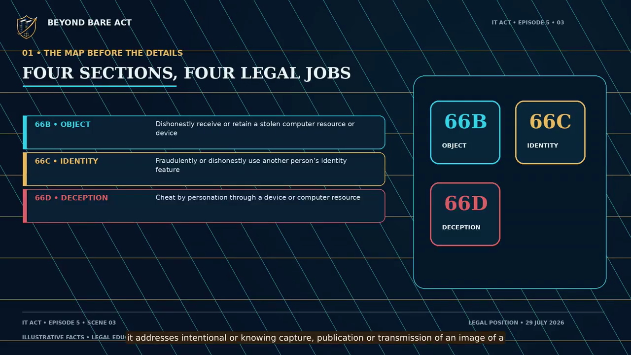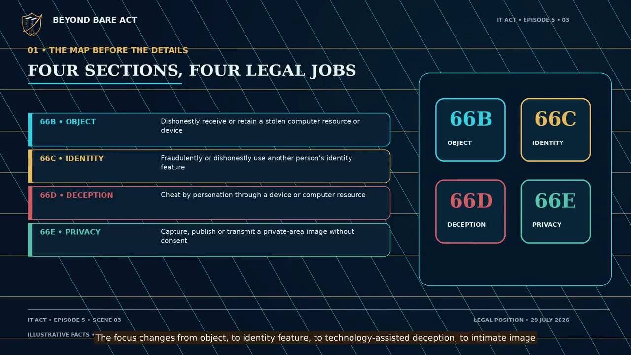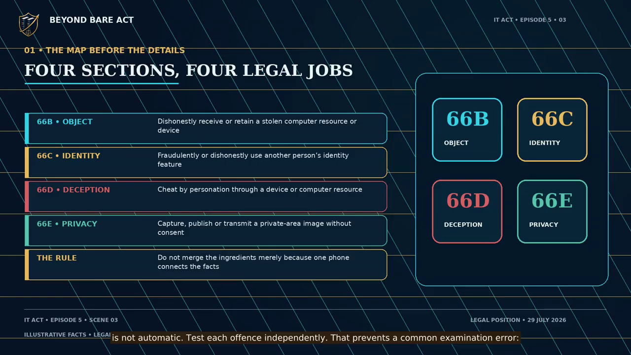Section 66E is narrower than digital privacy generally. It addresses intentional or knowing capture, publication or transmission of an image of a person's private area without consent under circumstances violating privacy. The focus changes from object to identity feature to technology-assisted deception to intimate image and consent. One course of conduct can satisfy more than one provision, but overlap is not automatic.